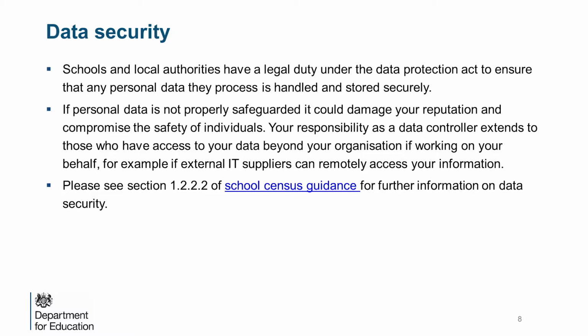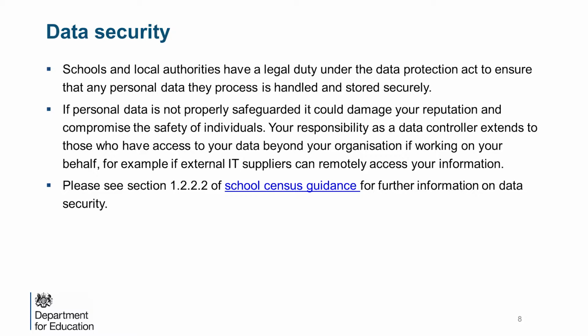Your responsibility as a data controller extends to those who have access to your data beyond your organisation if working on your behalf. For example, if external IT suppliers can remotely access your information. It is vital that all staff with access to personal data understand the importance of protecting it, that they are familiar with your security policy, and that they will put security procedures into practice. You should therefore ensure you provide appropriate initial and refresher training.